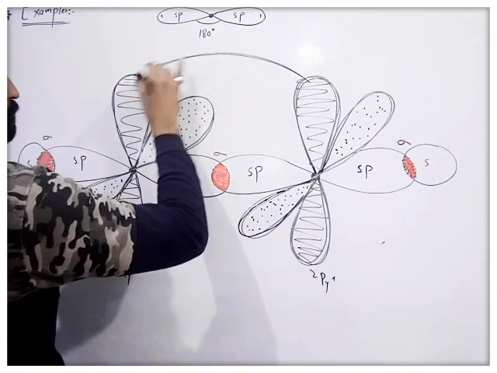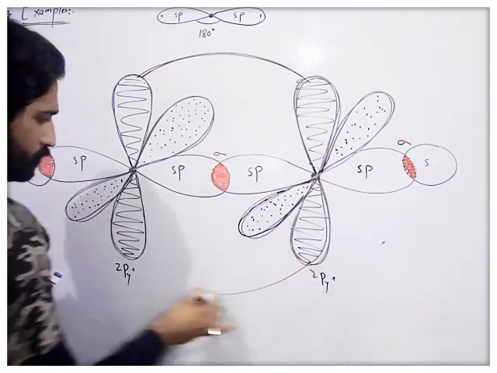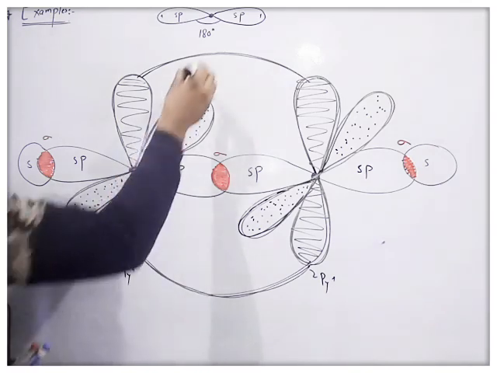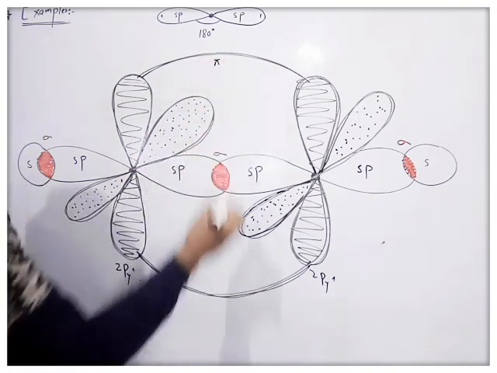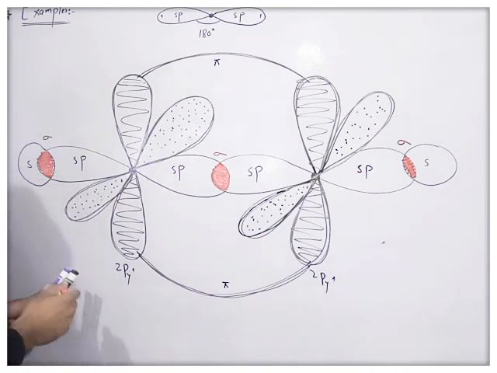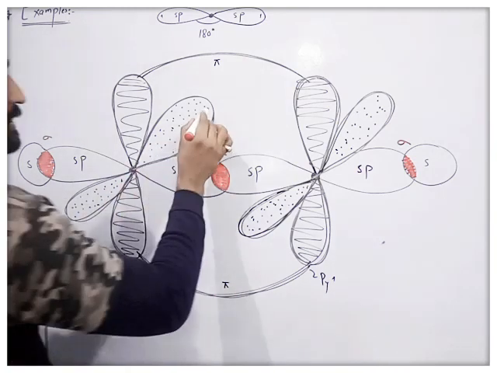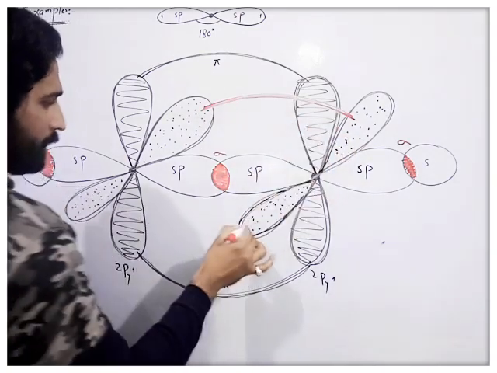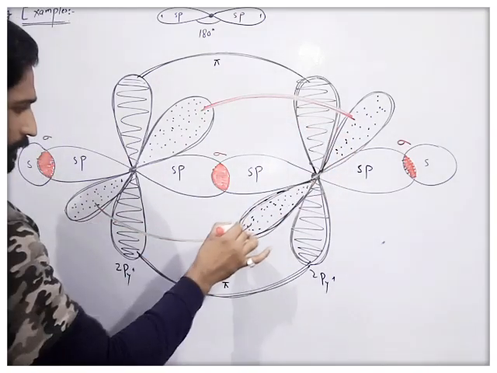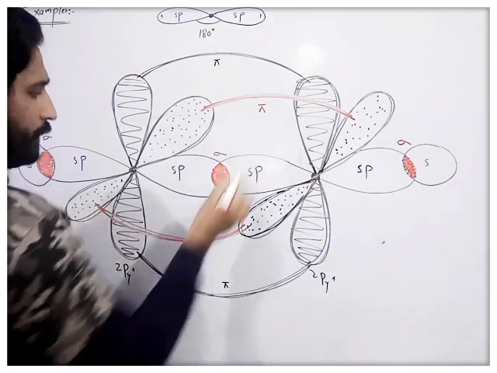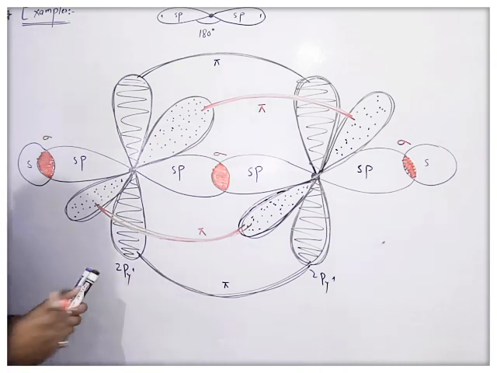2py overlapped to 2py, half electron density above and half electron density below. Similarly 2pz and 2pz, half pi bond above and half below.